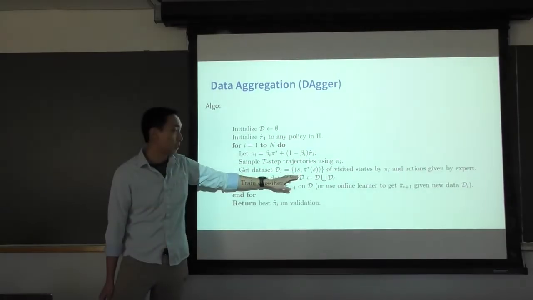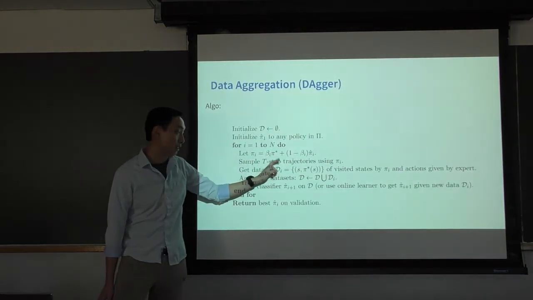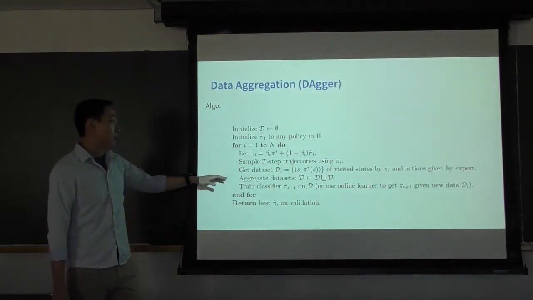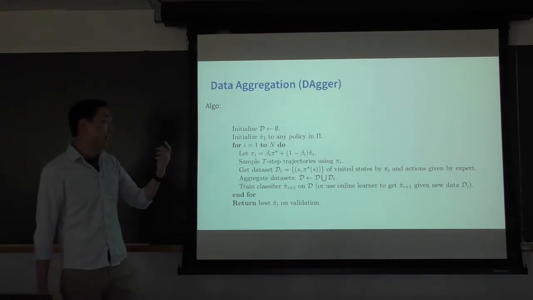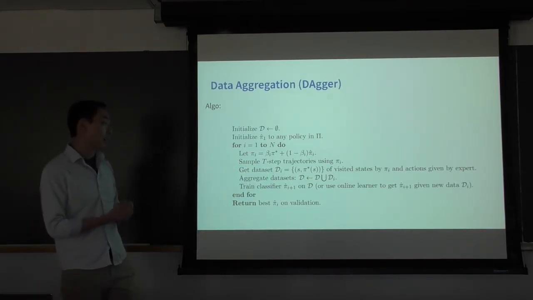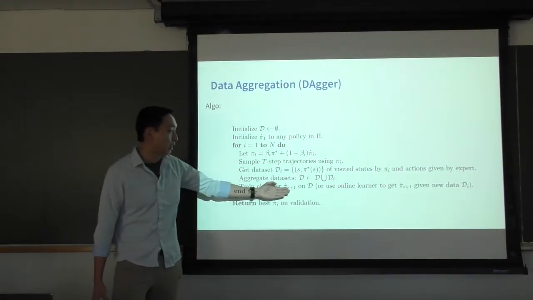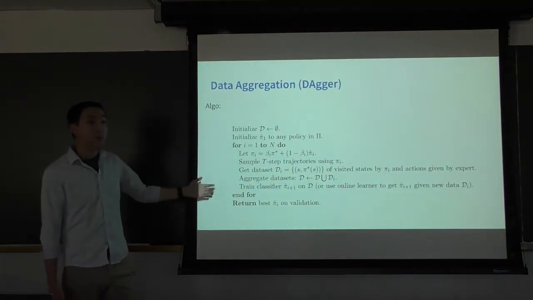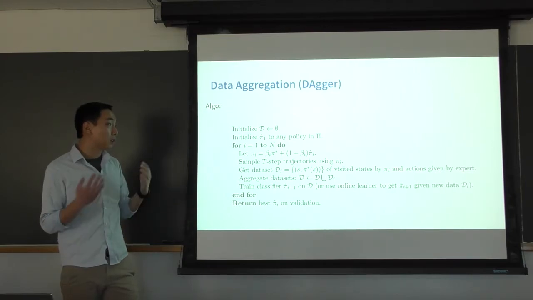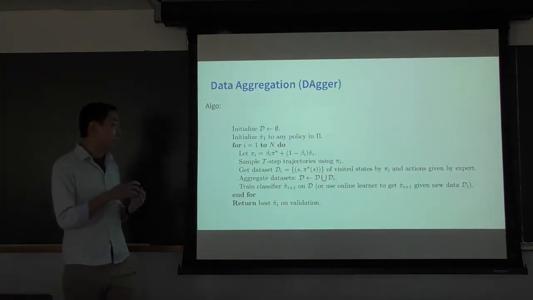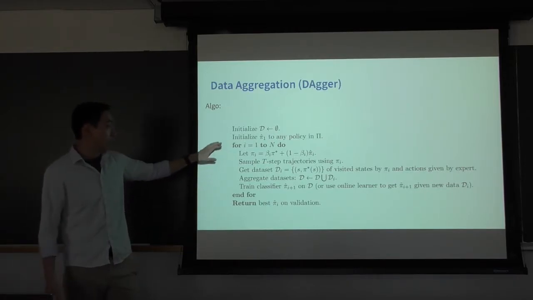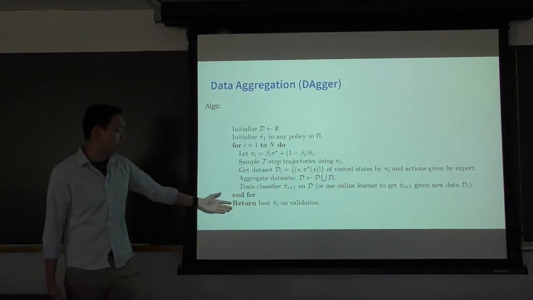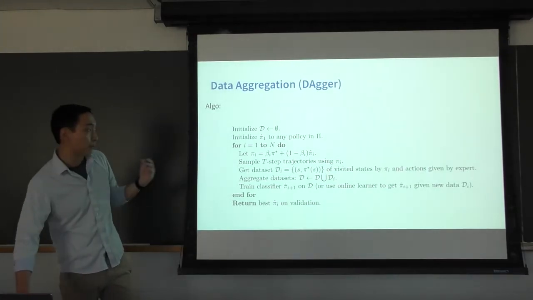And regardless of the data that you collected, whether it's from the most recent policy or the expert policy, you go to the expert and say, in these states, what should I do? And using these state action pairs, you append them to the current data set, and you end up with a bigger data set. And you can train a classifier on all of the data that you have so far, and you iterate. So as you iterate, you end up with a policy that induces states that are closer and closer at test time to training time. So at the very end, you might have n different policies, where n is how many policies you trained, and you can simply pick the best using validation.